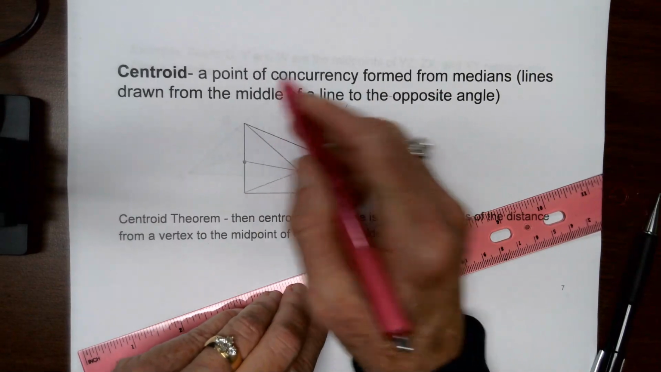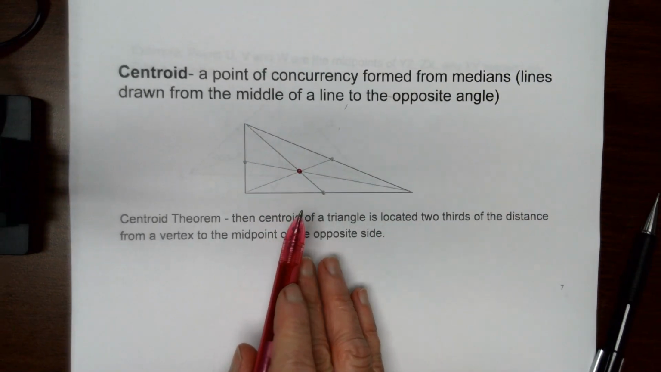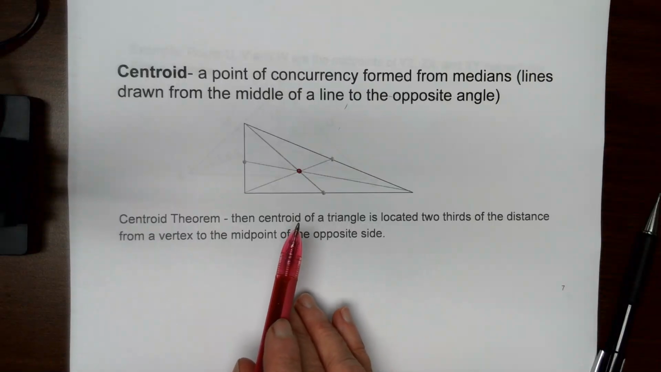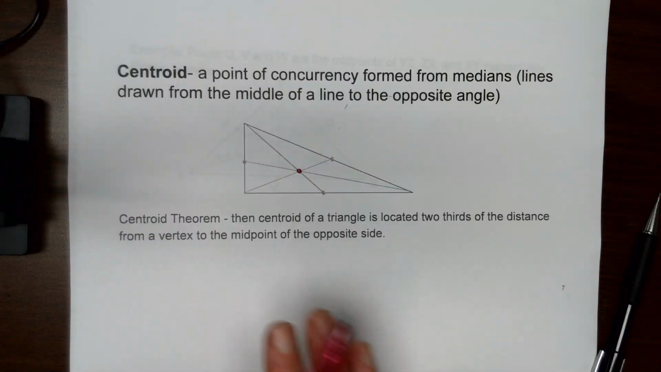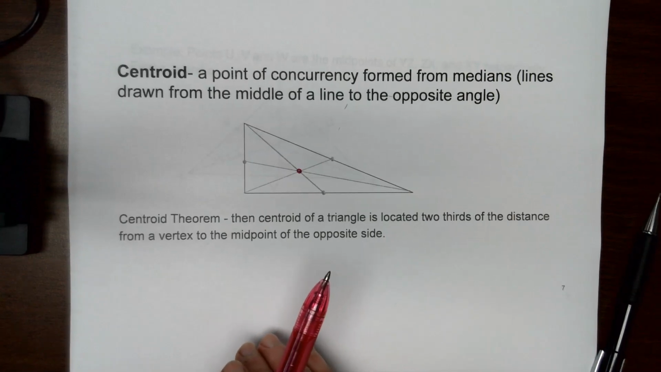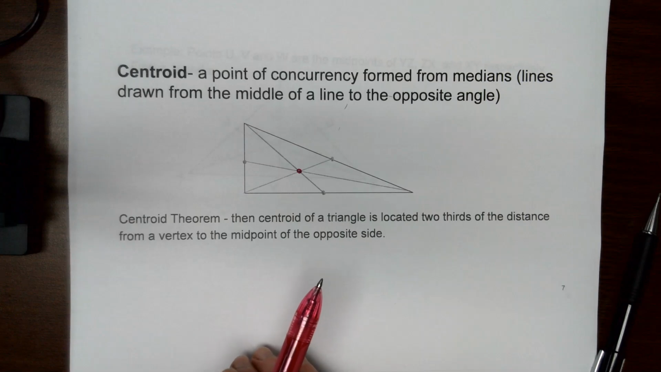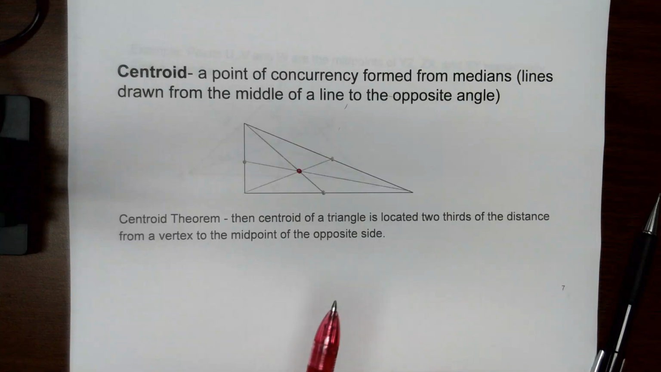So the centroid is formed by drawing medians. Each one of these points of concurrency is a result of different drawings. The circumcenter is from the segment bisectors. The second one we did, the incenter, is from the angle bisectors. This is the third one, and these are formed from the medians of the triangle. And this is a centroid.